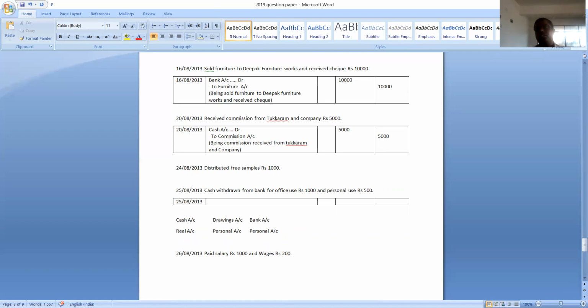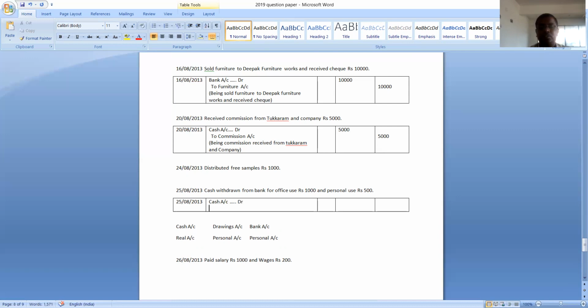Now we should decide which account should be debited and which account should be credited. See here, cash withdrawn from bank for office use means cash is coming into the business. So which account should be debited? Cash account should be debited. So cash account debit. Then, another account is a drawings account. Here, he withdrew cash from bank for office use as well as for personal use. Personal use in the sense he is the receiver, no? Right? So his account is which account? His account is a drawings account.